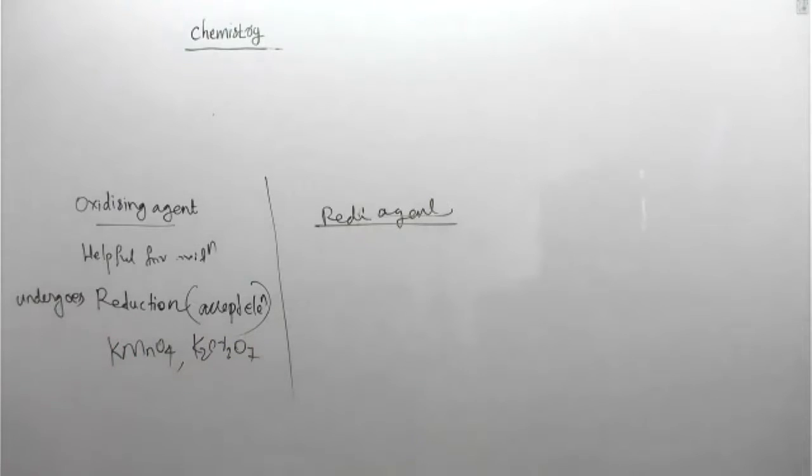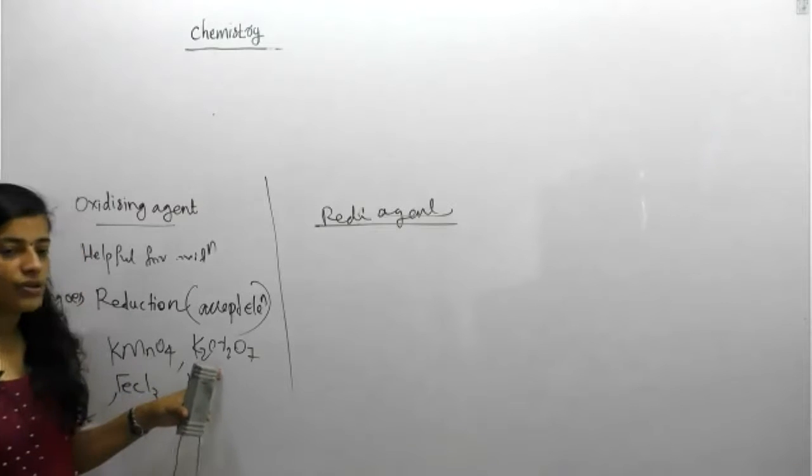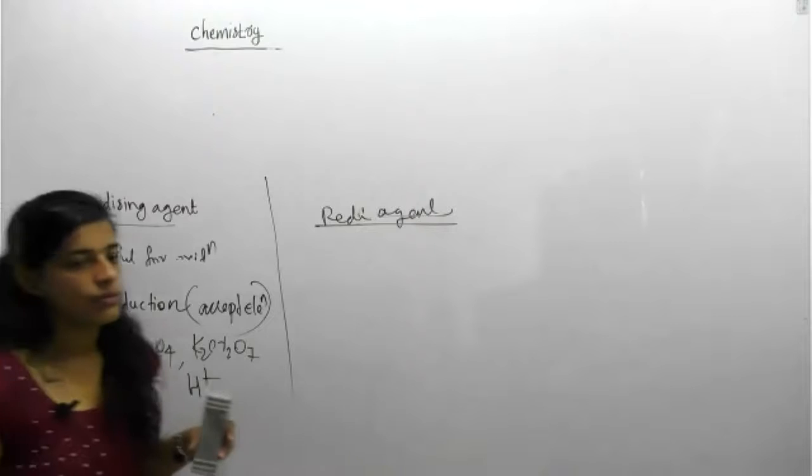So K2Cr2O7, KMnO4, KIO3. Okay, MnO2, manganese dioxide, is an oxidizing agent. Then H2O2, hydrogen peroxide, is an oxidizing agent. KMnO4, K2Cr2O7, KIO3, FeCl3. These will undergo reduction. So, a lot of things. Mainly we can say that ions and atoms present in higher oxidation states will undergo reduction.